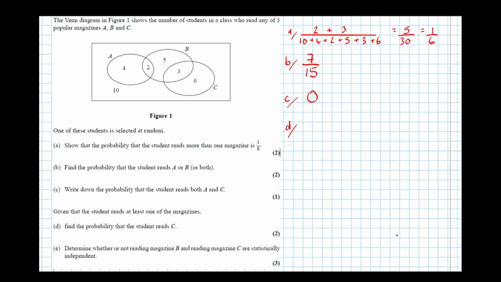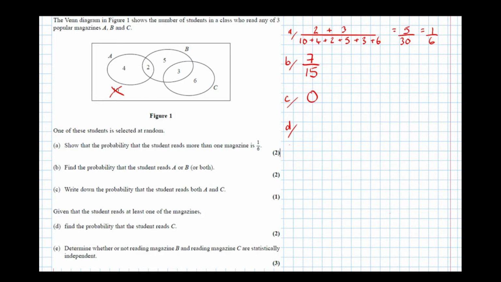Right, part D, given that the student reads at least one of the magazines. Right, so we're looking only now at where the student reads one magazine at least. So the one that we don't count anymore, that's completely out of the question in this probability diagram, is that we've discounted that possibility altogether because we're given that they read at least one magazine.